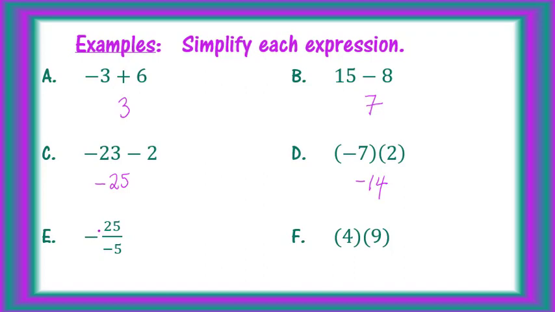Next, I have negative 25 divided by negative 5. The signs are the same. I'm going to divide, and since the signs are the same, my final answer is going to be a positive 5. For F, positive 4 times positive 9. The signs are the same. The final answer has the same sign, or positive times positive is going to be positive 36.